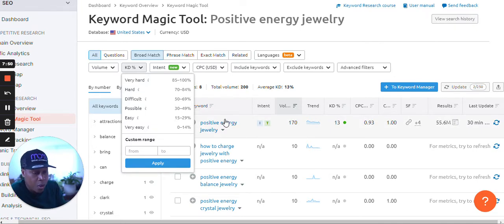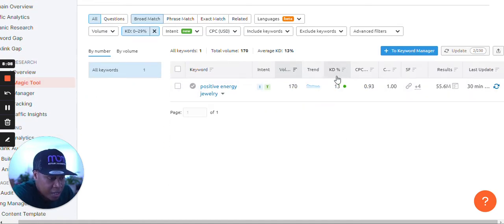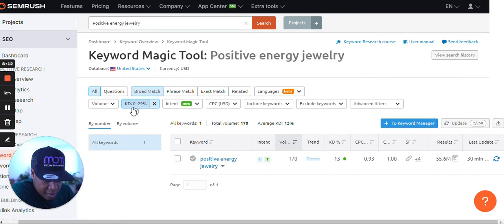Don't just go making a blog around using jewelry as a keyword. You would get no traffic. No one would even know you exist, right? Wasting time. So boom. I will filter by 29. And then of course it will just display all the keywords difficulty between that percentage of 0 to 29.